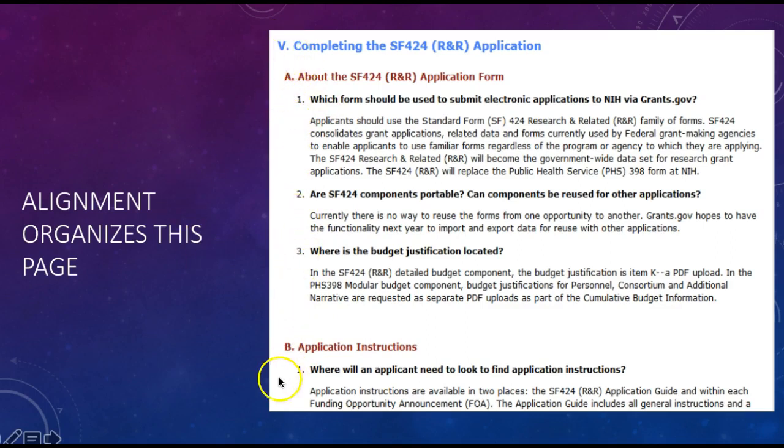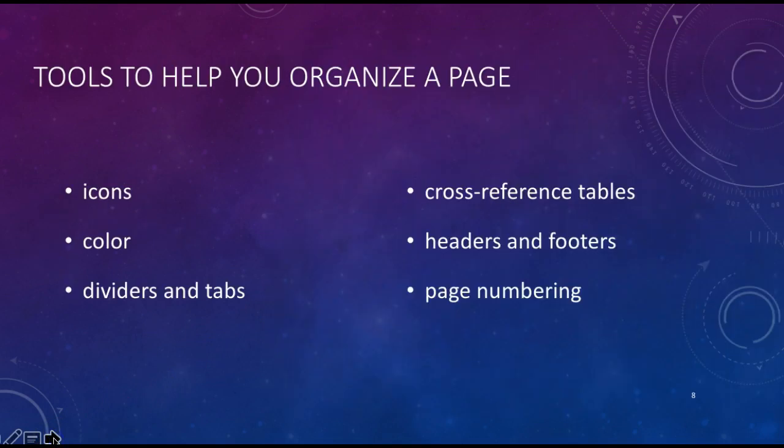So this principle of alignment tells us what the hierarchy of information is. Completing the SF 424 is the title or the big category. And then the A and the 1, 2, and 3 break the categories down.